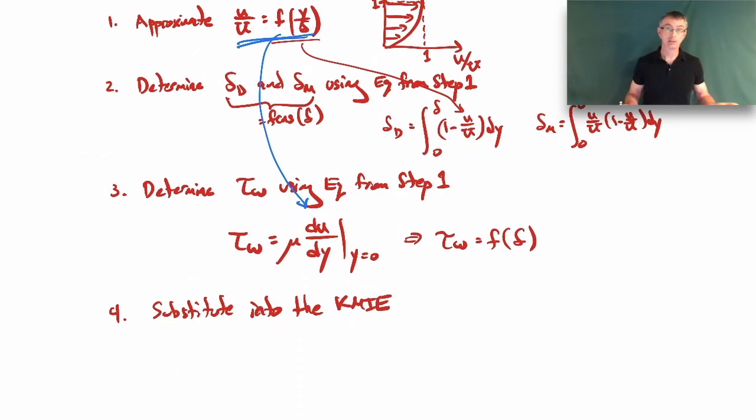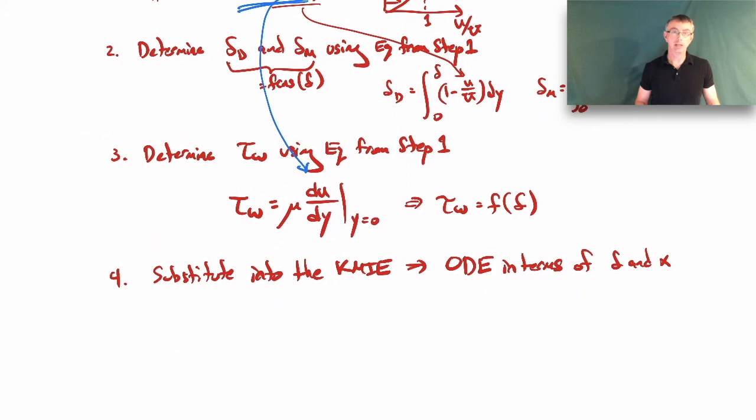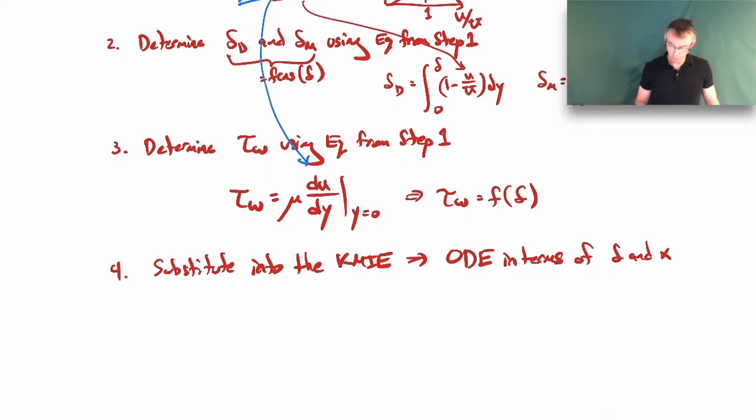That has to be true. That just comes from linear momentum, conservation of mass, and Bernoulli's equation. And then what you'll end up with is an ODE in terms of delta and x. And then you can solve that ODE. So it's an ordinary differential equation. You need to have some boundary conditions on it. The boundary condition that you should use is delta when x is equal to 0 is just 0.